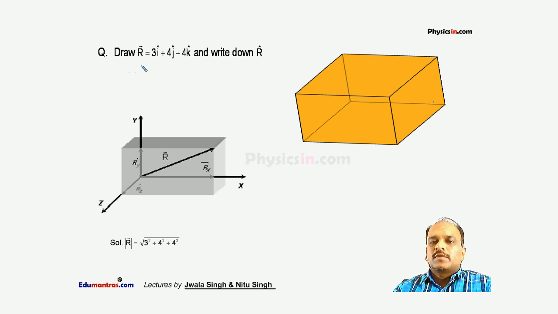Now see how to write vector r, that is equal to 3 i cap plus 4 j cap plus 4 k cap. Now first we will draw the x axis, y axis and z axis. This is our x axis, y axis and this is z axis.